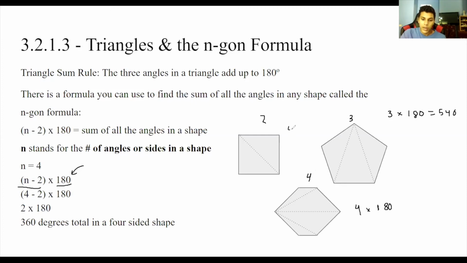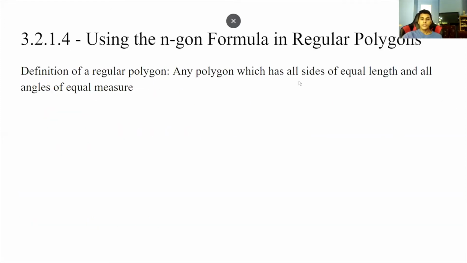So if I did 4 minus 2, that gives me 2. If I did 5 minus 2, that gives me 3. And if I did 6 minus 2, that gives me 4. Which is why we do n minus 2 to figure out how many triangles there are in a shape, and then multiply that by 180, because there's 180 degrees per triangle. This is where the formula comes from, and that's why it's n minus 2 times 180 equals all the degrees in a shape.